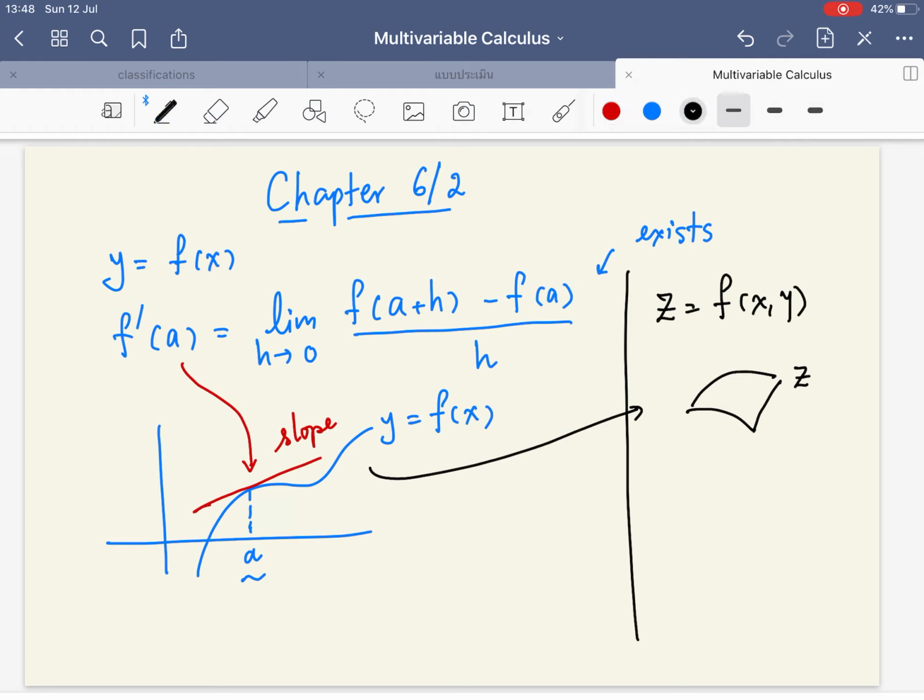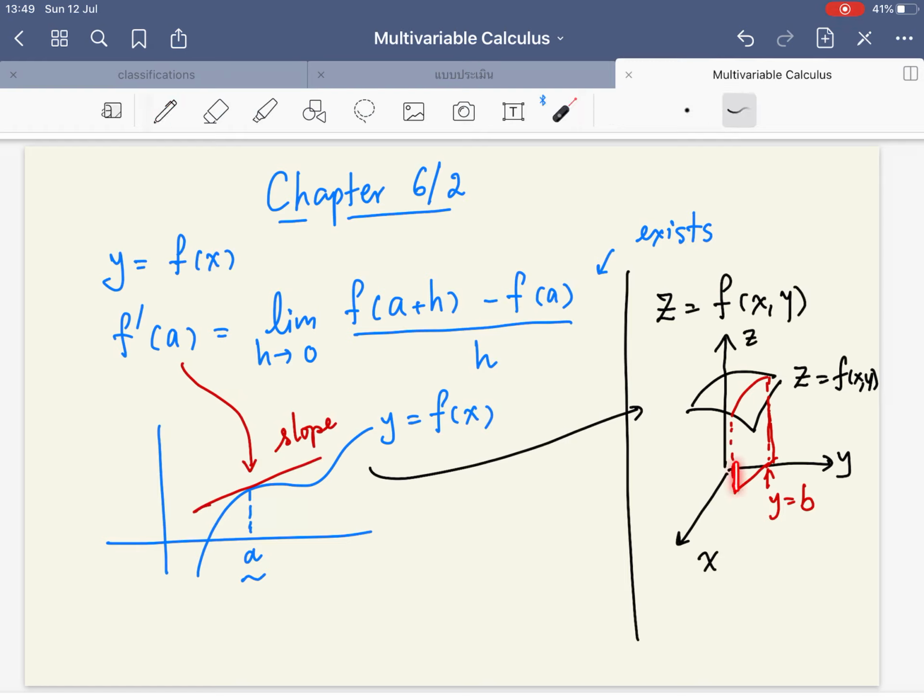For example, if this is the z, the y, and the x axis, and this is the z equals f of x, y surface, then we are going to fix one direction. For example, we are going to fix y to one value, for example y equals b. After you fix one value of y, it looks like you are cutting this surface by a plane, a straight paper, y equals b. After you cut the surface by the plane, what you are going to have is a curve, the cutting edge like this.